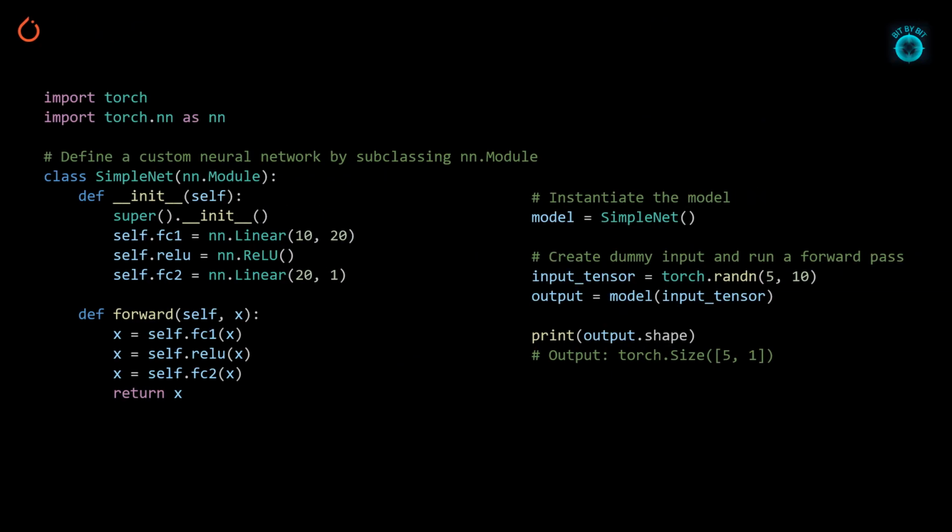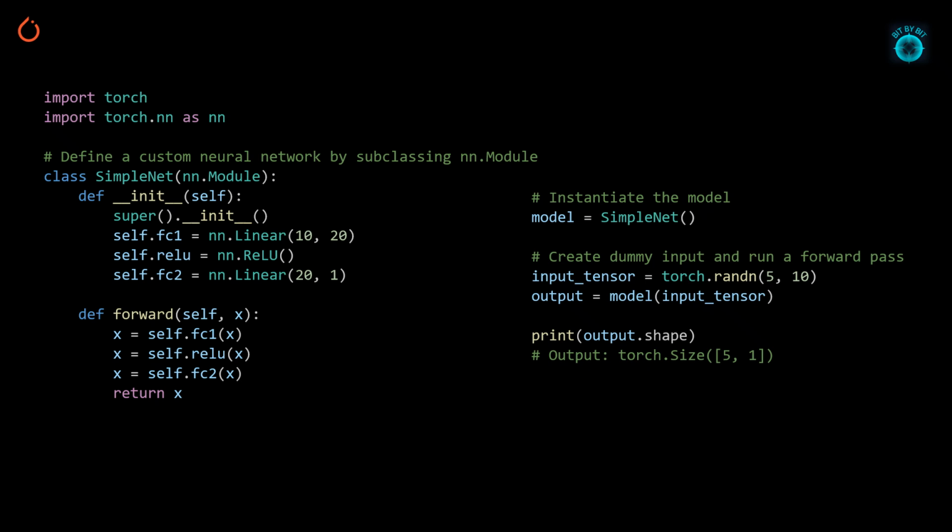Here's an example of defining a model using the nn.Module approach. We start by creating a class called SimpleNet that inherits from nn.Module. Inside the init method, we define 2 fully connected layers and 1 ReLU activation. The first layer takes 10 inputs and outputs 20. The second layer reduces that to 1 output. We use super.init to call the parent class constructor.